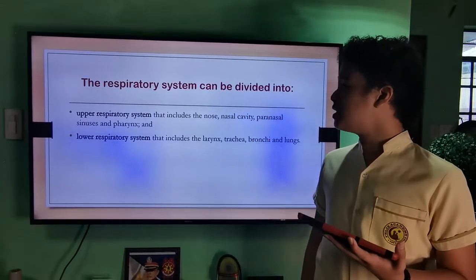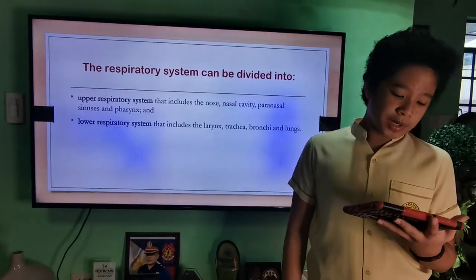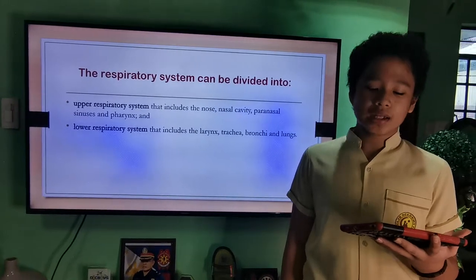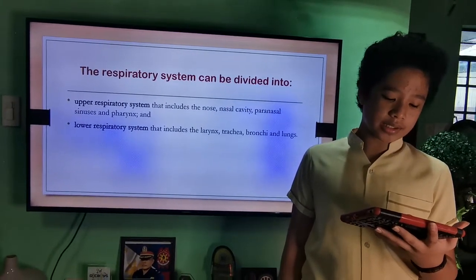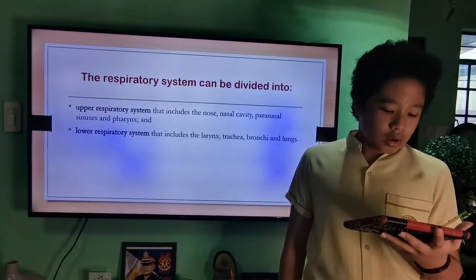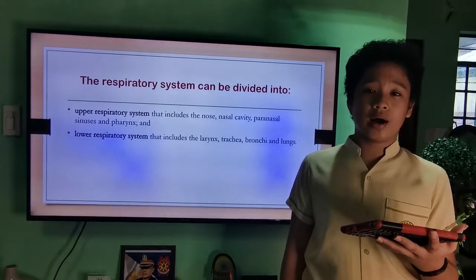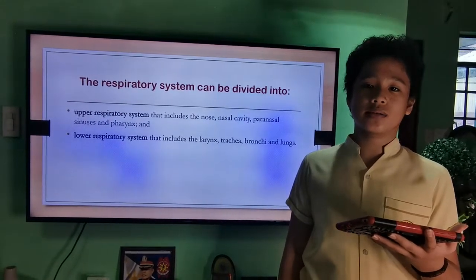The respiratory system can be divided into the upper respiratory system, that includes the nose, nasal cavity, paranasal sinuses, and pharynx, and the lower respiratory system, that includes the larynx, trachea, bronchi, and lungs.